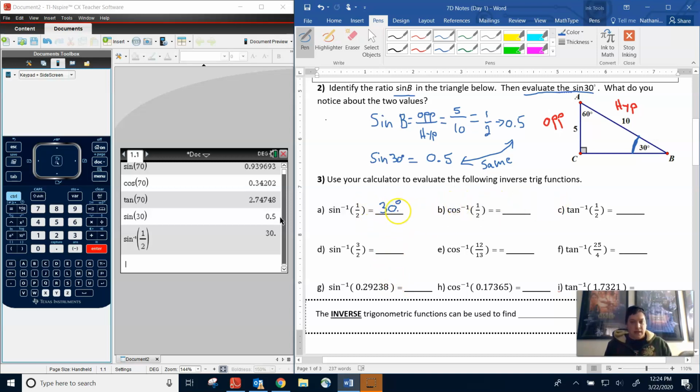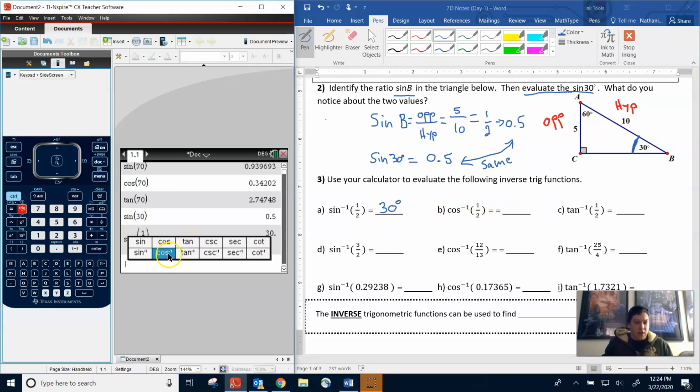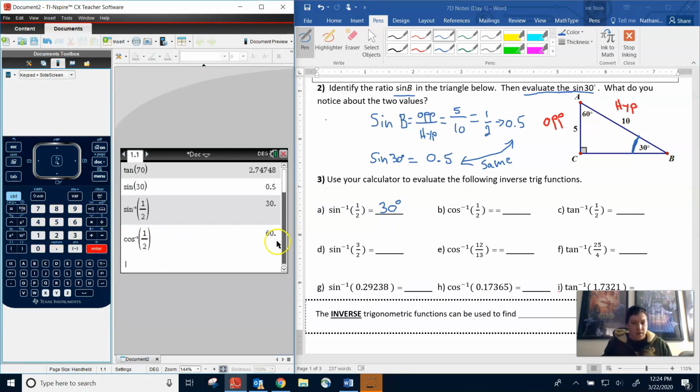So then that's it. Now, let's see the cosine inverse of 1/2. Let's see what we get here. Trig, cosine inverse of 1 divided by 2. Hit enter. We got 60 degrees. Wow, these are nice, perfect whole numbers. But will this always happen? No. You will sometimes get decimals, and really, really not nice decimals.